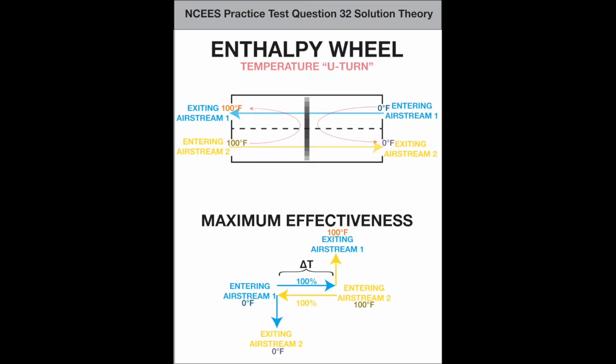Think of the concept of a temperature U-turn. The actual qualities of stale air and fresh air flow straight, like lanes on a road. But the temperatures of those airstreams do a complete U-turn, never merging or meeting in the middle, just seemingly swapped around.